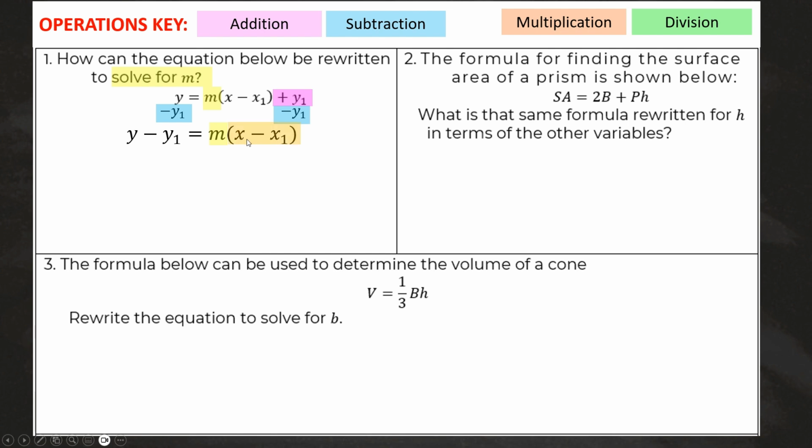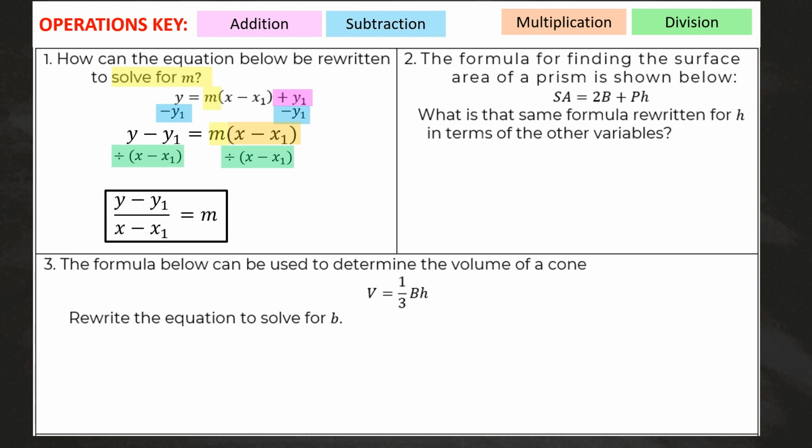This parentheses here is being multiplied times the M, and the inverse of multiplication is division, so we're going to divide by x minus x1. So our final answer is y minus y1 divided by x minus x1 is equal to our slope.